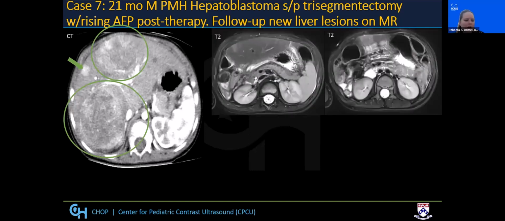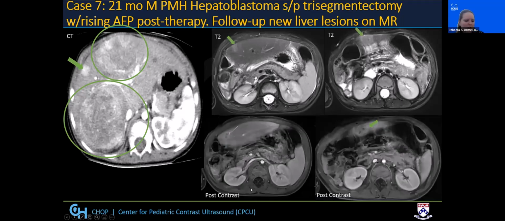The post-therapy MR is showing these ill-defined new T2 hyperintense lesions after their surgery, and they were new after finishing their therapy. Kind of pointing them out there.